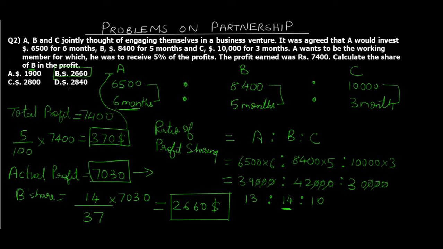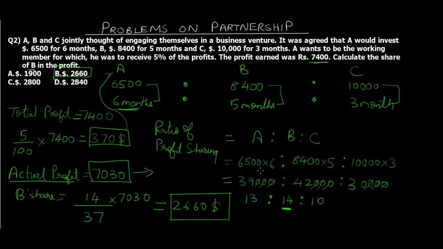Okay, so quick recap of this problem. This problem is based on 3 members investing in a company, but they are investing for different amounts of time. So we have written those times and the amounts invested. The profit is going to be shared in the ratio where the investment into the time has to be taken. So this is the formula: 6,500 into 6 months is to 8,400 into 5 months is to 10,000 into 3. But they're saying that 5% profit is extra demanded by A because he is the working member. So out of the total profit they have given, we first calculate 5%, which is 370. We subtract that from the profit to get the actual profit, which is going to be shared between the 3 people. So 7030 is what we got.